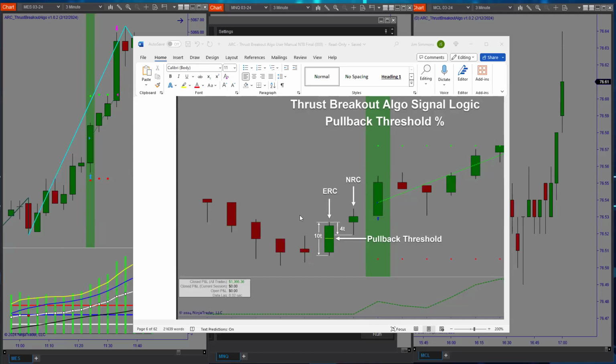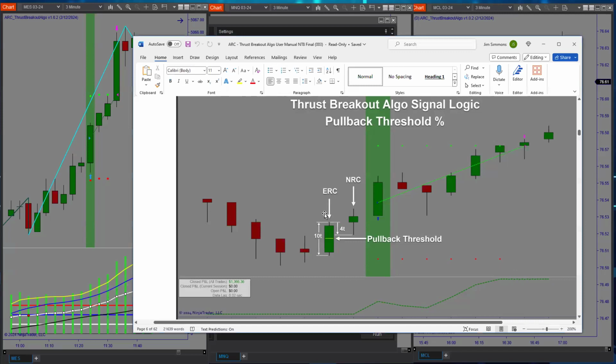Okay. So you can set how deep you want the algo to be able to, the market to be able to pull back into your rally or your drop candle. So in this case, if we have a 10 tick candle range and this base candle pulls 4 ticks into that candle, well, then you've used up 40%. So that would be fairly reasonable. You still have 60% of the liquidity left in that bar. So that's the idea here.